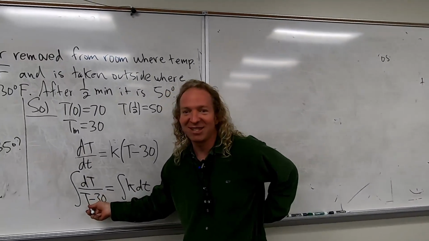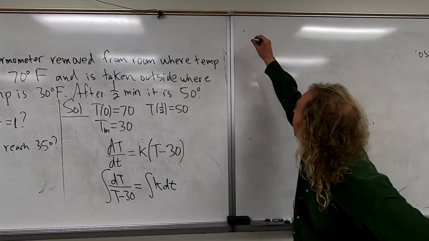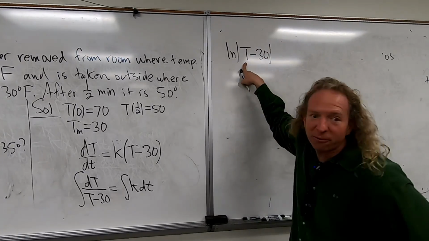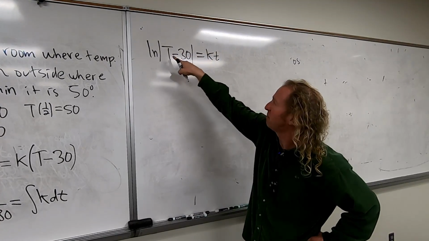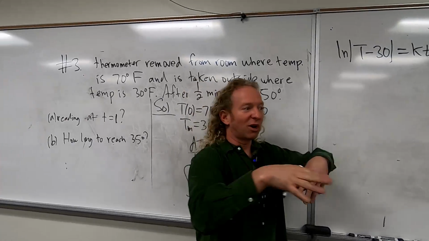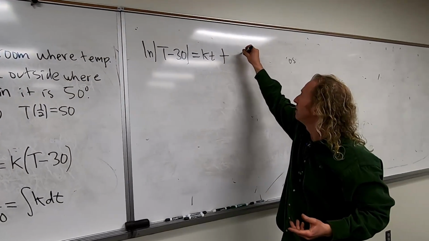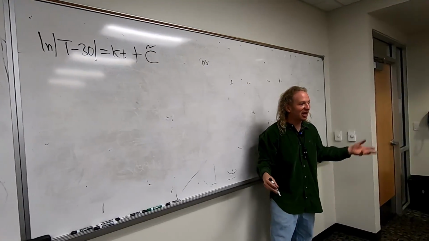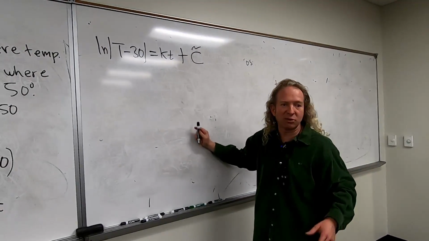Okay. To integrate this, this is going to be an ln, right? You let that be your u. So I'll skip that step. So ln, absolute value, T minus 30 equals kt. We have to solve for big T, right? And because the big T is in the ln, we know stuff is going to change. So instead of c, I'm going to call it something else. Maybe c tilde. Very good, tilde. I think we did this before. You can call it C1. I just like to use the tilde.